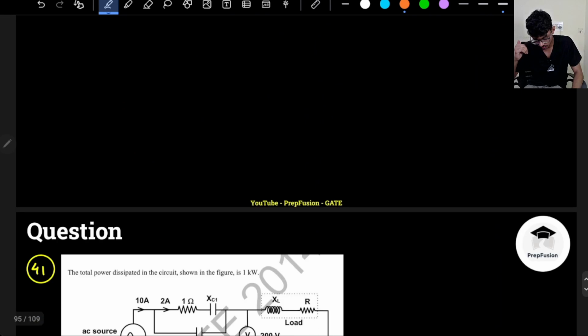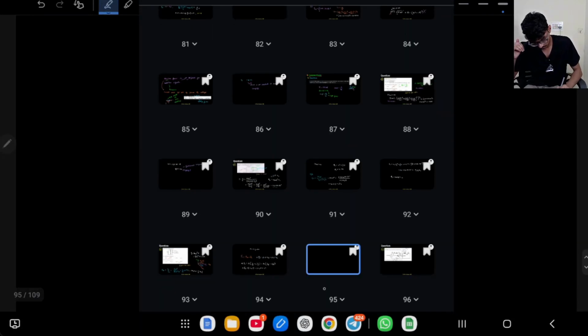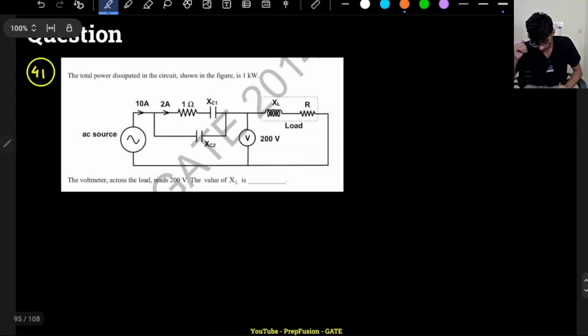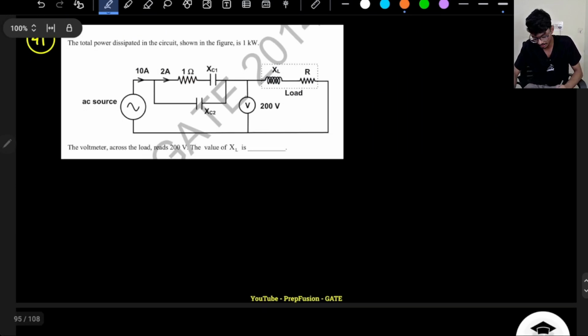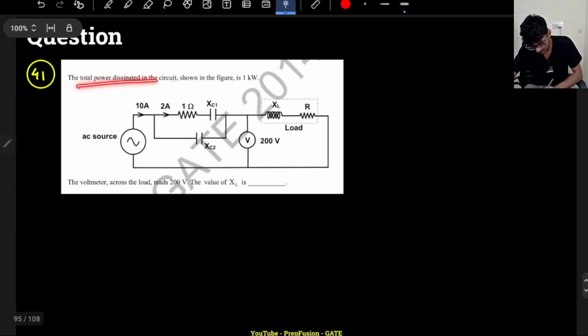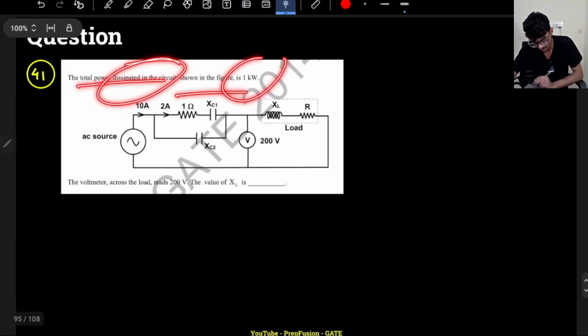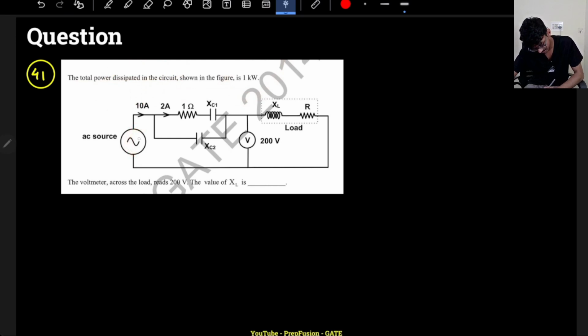Okay, so let's now solve the next question. In this question we have to find out the total power dissipated in the circuit. Total power dissipated in the circuit shown below is 1 kilowatt. So the total power delivered by the source is 1 kilowatt.